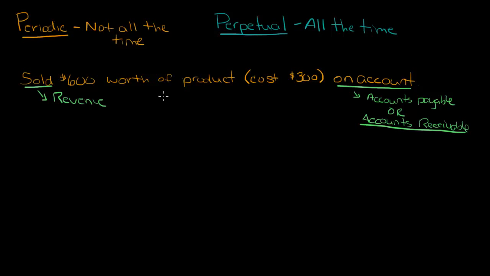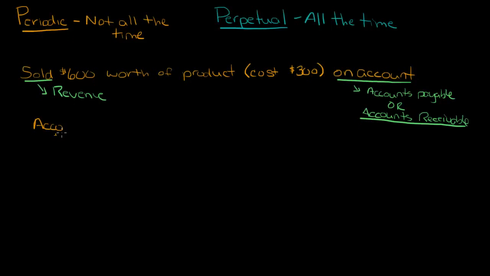So let me go back to my orange here. For periodic, we sold $600 worth of product. It cost $300, and we sold it on account. So what are my accounts? I've got accounts receivable, and what's my other account? Revenue. You could call it sales, you could call it merchandise revenue, as long as it's a revenue account.